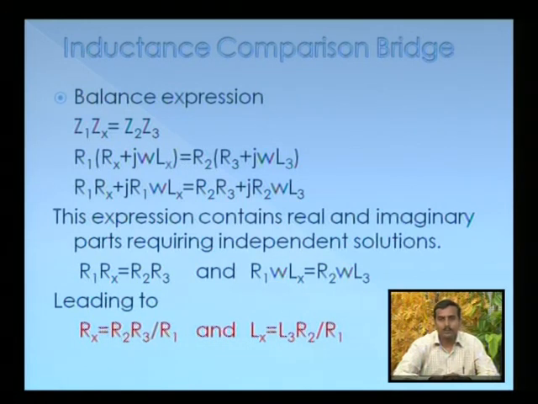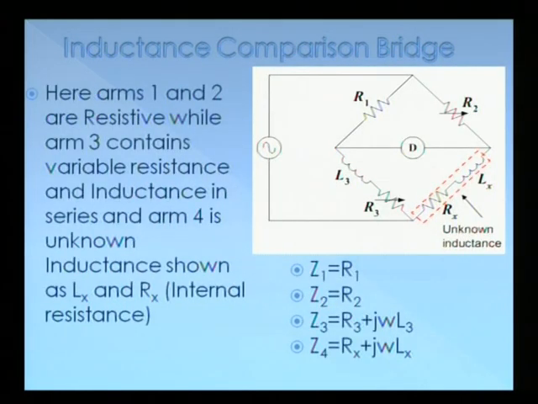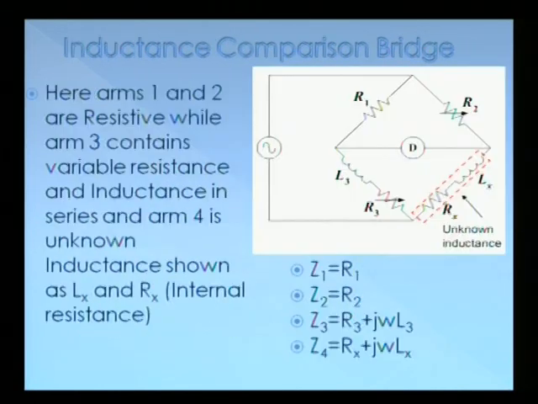From these two expressions we can get the value of the unknown resistance Rx, the internal resistance of the unknown inductor: Rx is equal to R2 R3 upon R1, and the inductance Lx is equal to L3 R2 upon R1. Now these two bridges are called comparison bridges because we are simply comparing inductor to inductor, that is, the lower two arms are of the same nature, while in the capacitance comparison bridge we have a similar comparison of capacitor to capacitor. These two kinds of bridges are used for very small measurements.